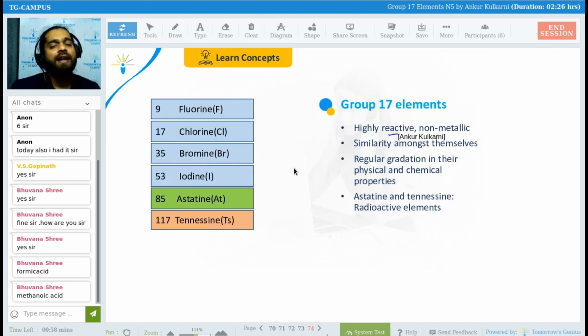Now, highly reactive. Tell me, why is it highly reactive? There has to be some reason why it is highly reactive. Fluorine and all, why is it highly reactive? There has to be some reason, isn't it? Just because it wants to react, it will react? There has to be some reason. Why is it highly reactive?